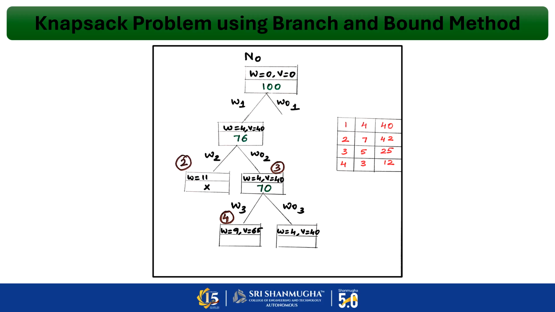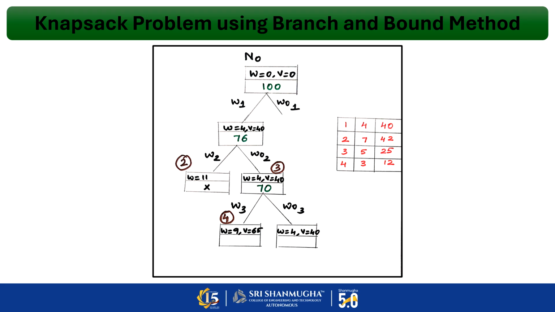So item number 1 weight is 4. Item number 3 weight is 5. So 5 plus 4 is 9. So here in node number 4, I have mentioned W equal to 9 and V equal to 65. That means value of item number 1 is 40 and value of item number 3 is 25. So 40 plus 25 is 65.